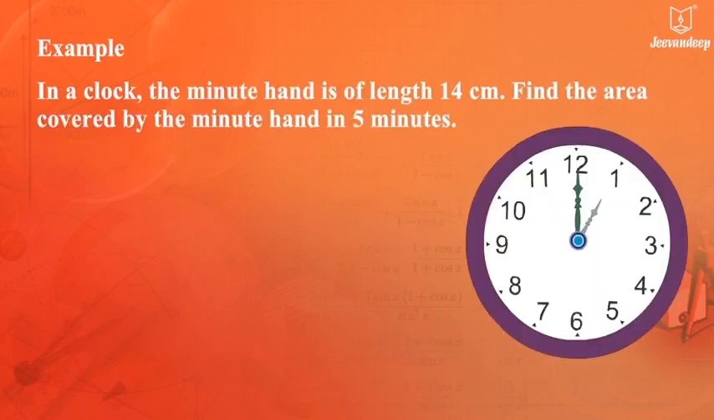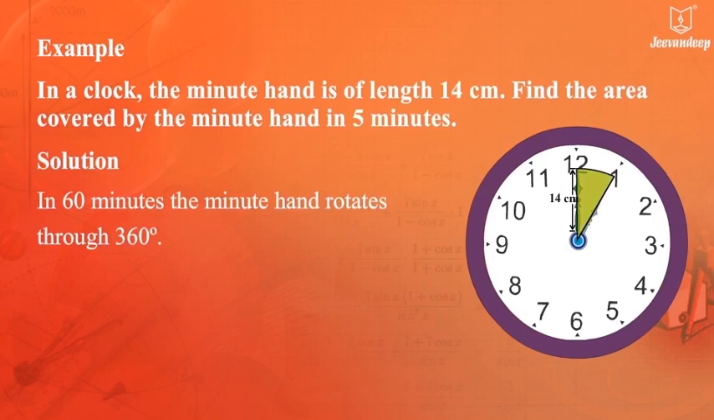Example, in a clock, the minute hand is of length 14 centimeters. Find the area covered by the minute hand in 5 minutes. Solution: in 60 minutes, the minute hand rotates through 360 degrees.